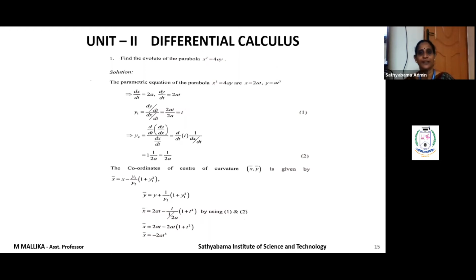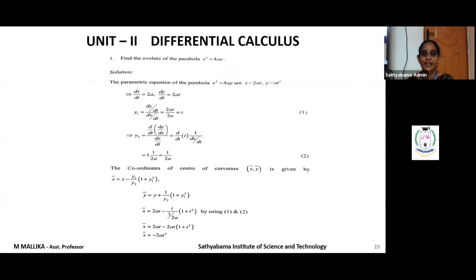That is the formula. So derivative of t with respect to t is 1, and dt by dx is nothing but 1 by dx by dt, which is 1 by 2a. So your y2 is 1 by 2a. So I got y1 value, which is t. I got y2 value, which is 1 by 2a. Now I have to substitute these values of y1 and y2 in the formula for x bar and y bar.